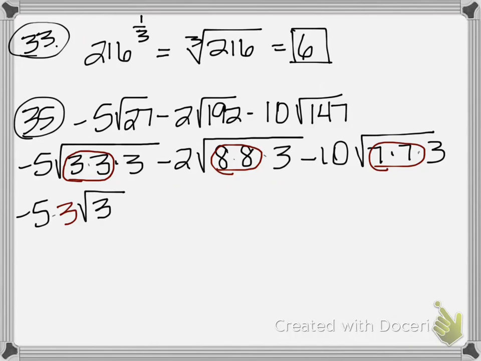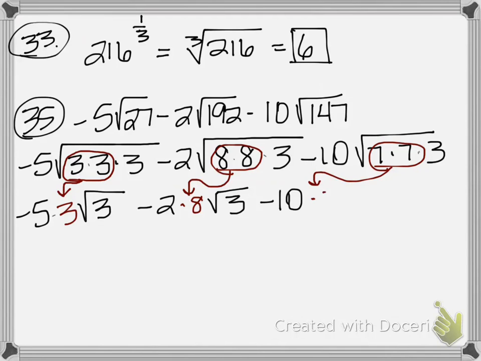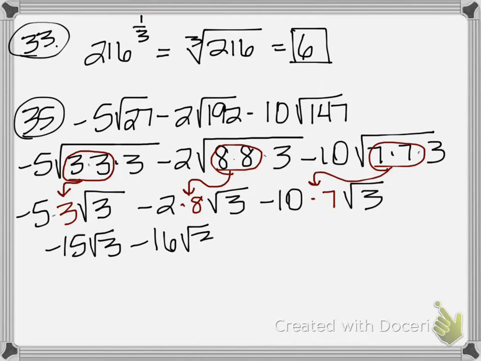Recall that when you're doing square root, for every 2, 1 comes out. So then I have -2, and then I can take a single 8 out, and I'm left with a square root of 3. And I have a -10, and I can take a 7 out, and I'm left with a square root of 3. So now let's simplify. So I have -15 square root 3, -16 square root 3, and -70 square root 3.